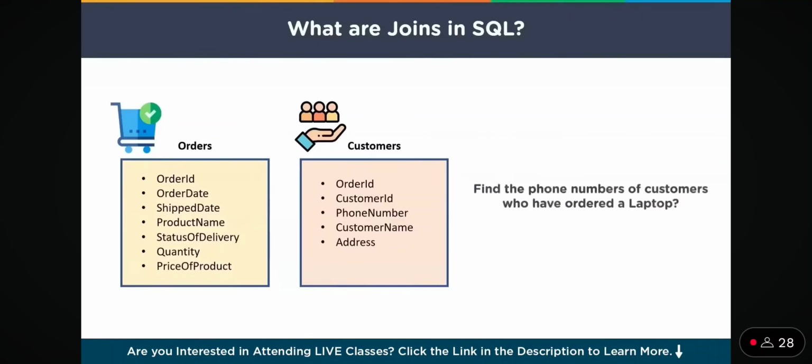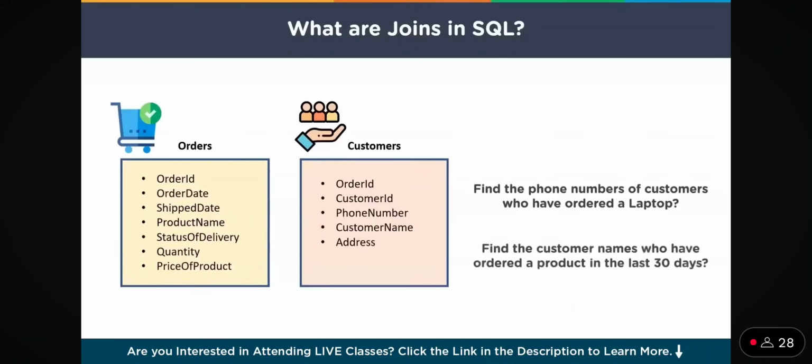Now suppose you want to find the phone numbers of customers who have ordered a laptop. To solve this problem, we need to join both the tables. The reason being, the phone numbers are present in the customers table, as you can see here, and laptop, which is the product name, is present in the orders table, which you can see here. So using a join statement, you can find the phone numbers of customers who have ordered a laptop.